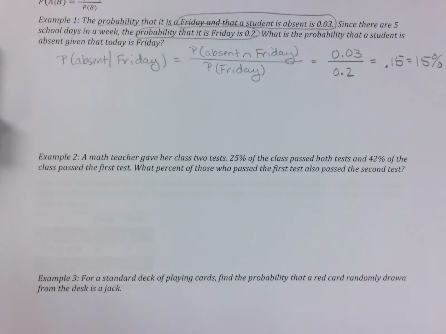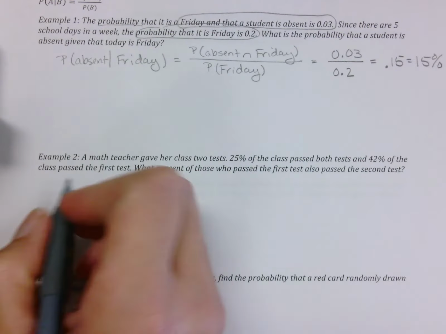So this problem says a math teacher gave her class 2 tests. 25% of the class passed both tests and 42% of the class passed the first test. What percent of those who passed the first test also passed the second test? This one should be pretty simple, because what had to happen first? Well, you had to take the first test. You had to pass the first test before you could pass the second test.